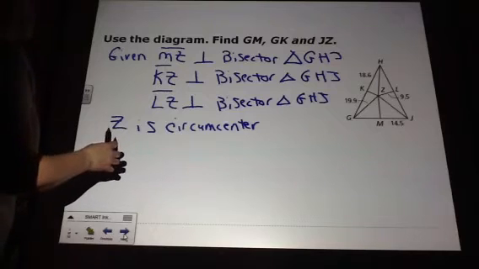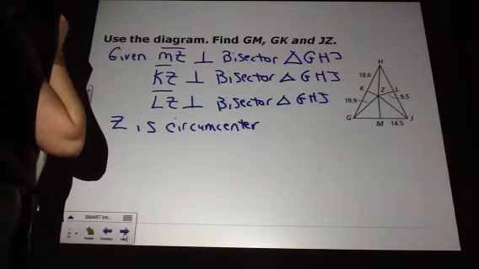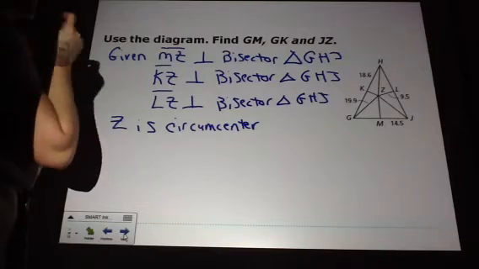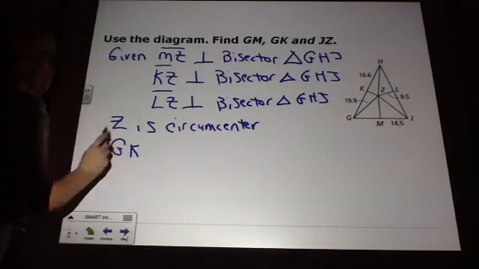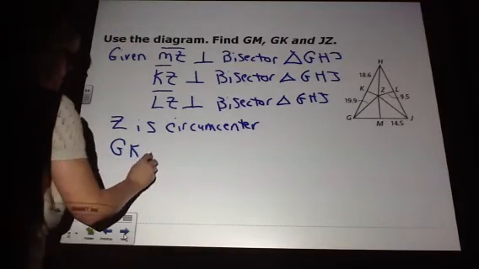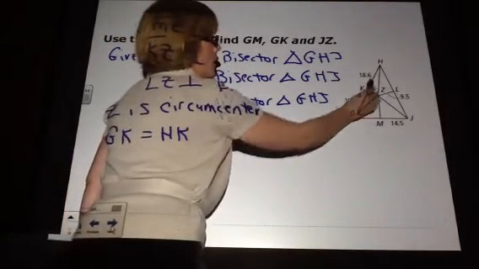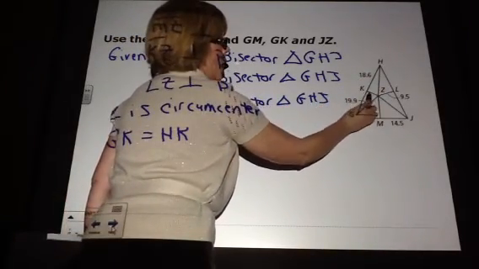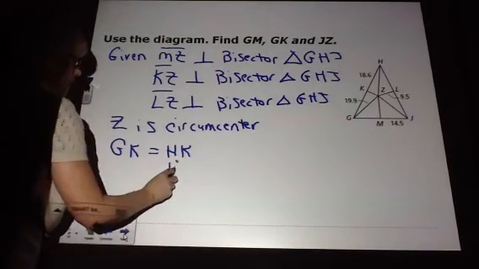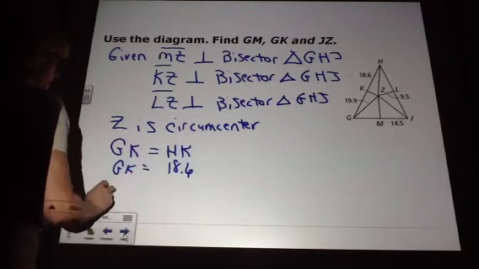And once we know that, let's see, GK, let's look at GK here. GK is going to be equal to HK. GK is going to be equal to HK because this bisector bisects this segment. Okay, so if HK is 18.6, GK has to be 18.6.